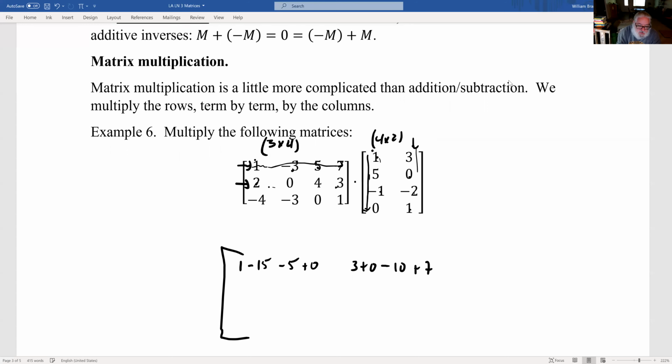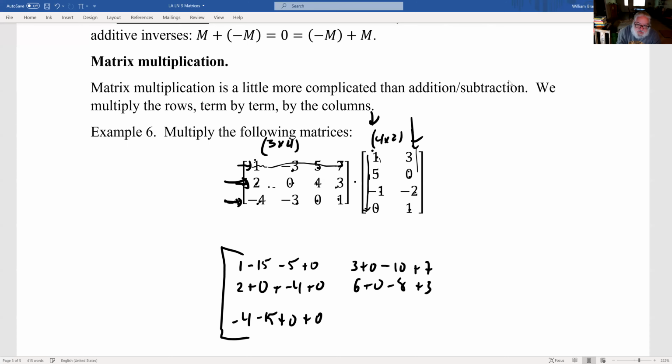So we get 2 times 1 is 2, plus 0 times 5 is 0, plus 4 times minus 1 is minus 4, plus 3 times 0 is 0. Second row, second column, 2 times 3 is 6, plus 0 times 0 is 0, plus 4 times minus 2 is minus 8, plus 3 times 1 is plus 3. Third row times first column, minus 4 times 1 is minus 4, minus 3 times 5 is minus 15, 0 times minus 1 is 0, 1 times 0 is 0.